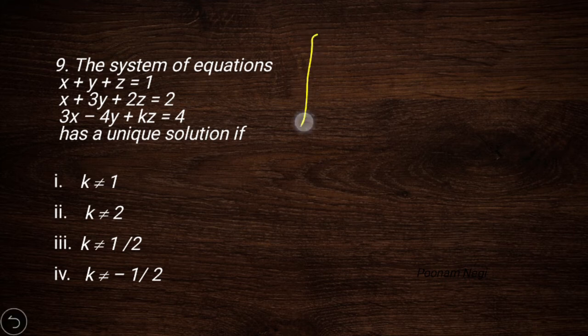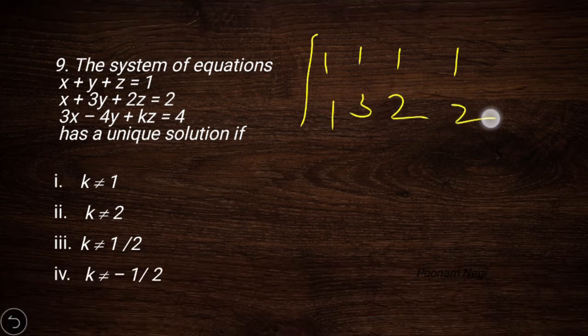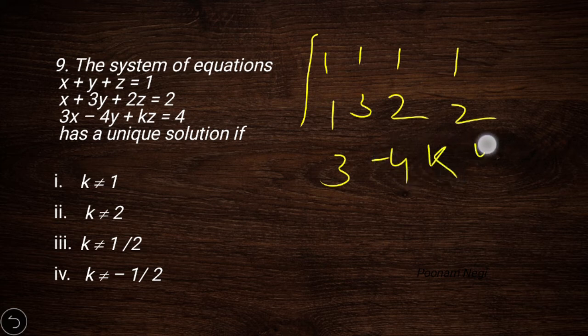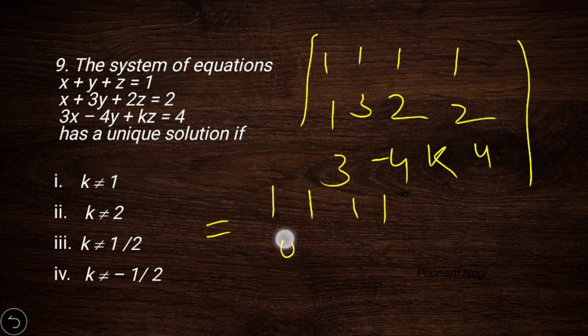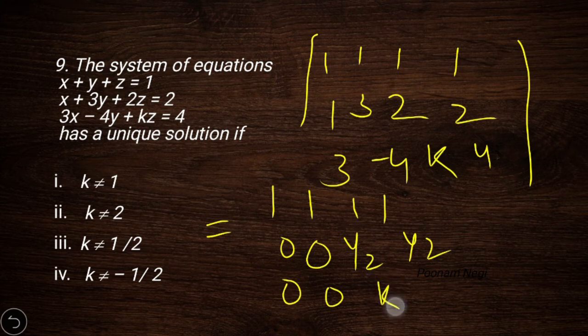That means it will be 1 1 1 1, 1 3 2 2, and 3 minus 4 k and 4. When we reduce this augmented matrix, we will have 1 1 1 1, 0 0 1 by 2 and 1 by 2. Here we will have 0 0 k minus half, and here 9 by 2.